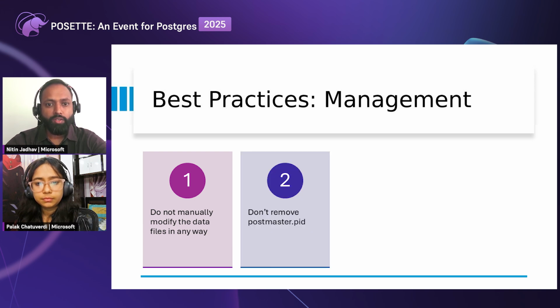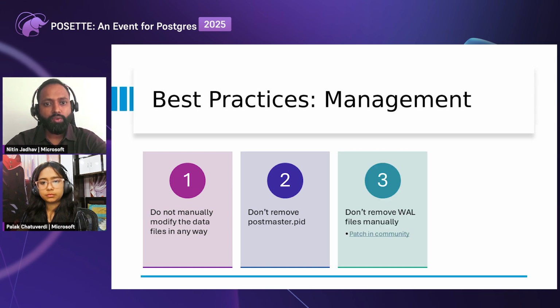The next thing is don't remove postmaster.pid. This file is created when PostgreSQL starts the server. It contains important information like the PID of the running PostgreSQL process, the data directory path, port number, start time, and some other information. This file prevents multiple instances of PostgreSQL from starting on the same data directory, which could cause data corruption. If you delete it while the server is running, PostgreSQL may fail to shut down properly, and it also loses track of its own state.